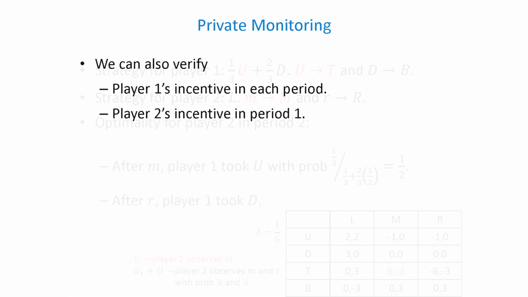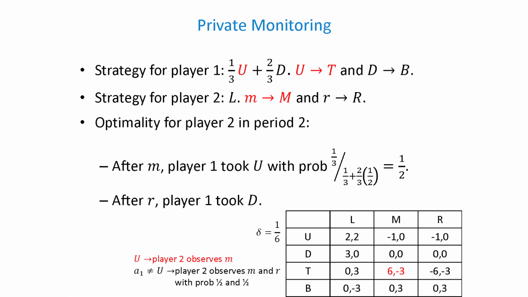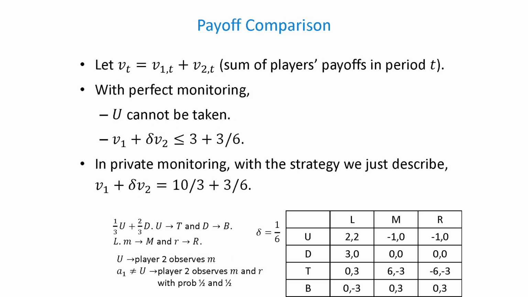And importantly, if player 1 took U, then player 1 will take T, and player 2 will observe M for sure and take M for sure. So TM will be realized. So after this will happen as we have seen from the beginning. And so player 1's incentive in period 1 is satisfied, and in period 2 it's just a best response. And player 2's incentive in period 1 is also satisfied. And then we can say that with perfect monitoring, U cannot be taken.